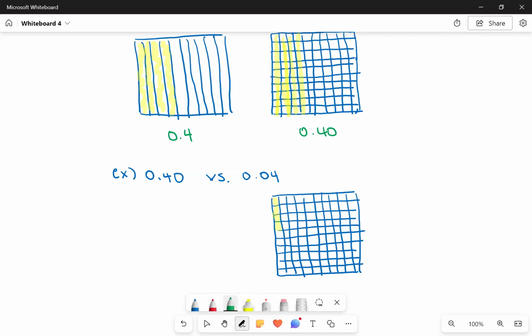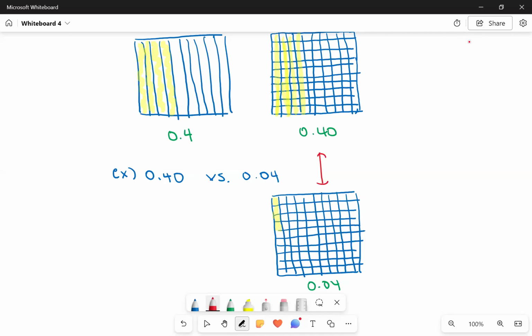This would be 0.04. And here I'm comparing these two since I already got that one written down. I'm not going to redraw it just for the sake of time. Okay, so there you go. That allows us to also compare decimals so that we can see 40 is different than 04.